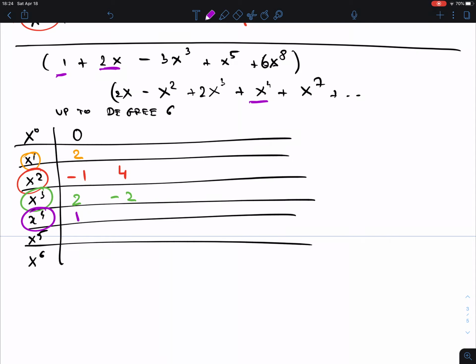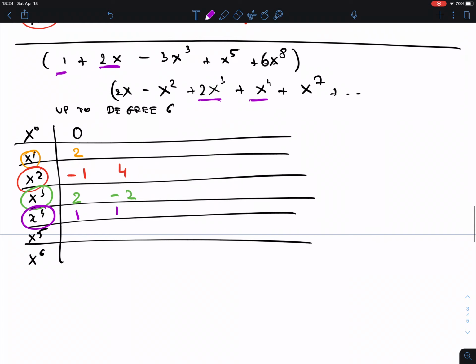This 2x can be combined with this 2x cubed. Product of coefficients, 4. This minus 3x cubed can be combined with what? With this 2x here. To get x to the 4th. Product of coefficients, negative 6. Remember, it's a product I'm taking. A product always of the coefficients, right?